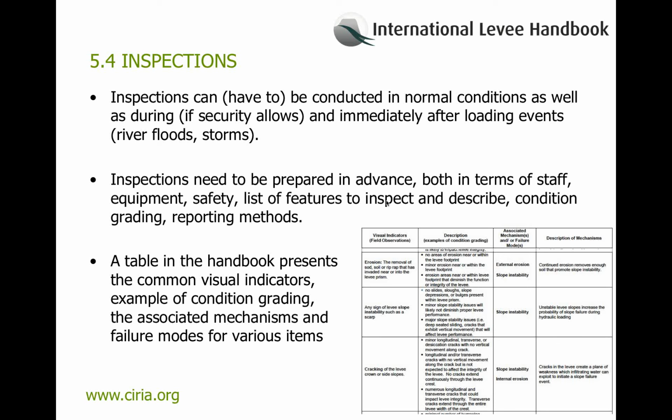Inspections need to be prepared in advance, both in terms of staff, availability and training, of equipment, for instance GPS, camera, specific forms, in terms of safety, in terms of list of features to inspect, of condition grading, and of reporting methods. The table in the handbook, an excerpt of which can be seen in the illustration, presents the common visual indicators, examples of condition grading, the associated mechanisms and failure modes for earthen levees, components of levees, structures associated with levees, and transitions with floodwalls. Another table lists a more complete list of items to be inspected during an inspection. Specific tables for given situations are built from these tables with the inspection program.